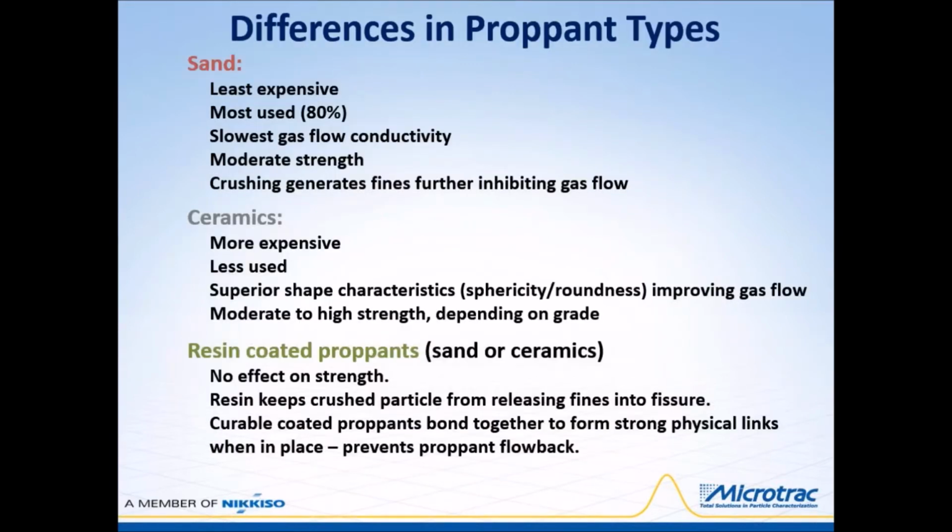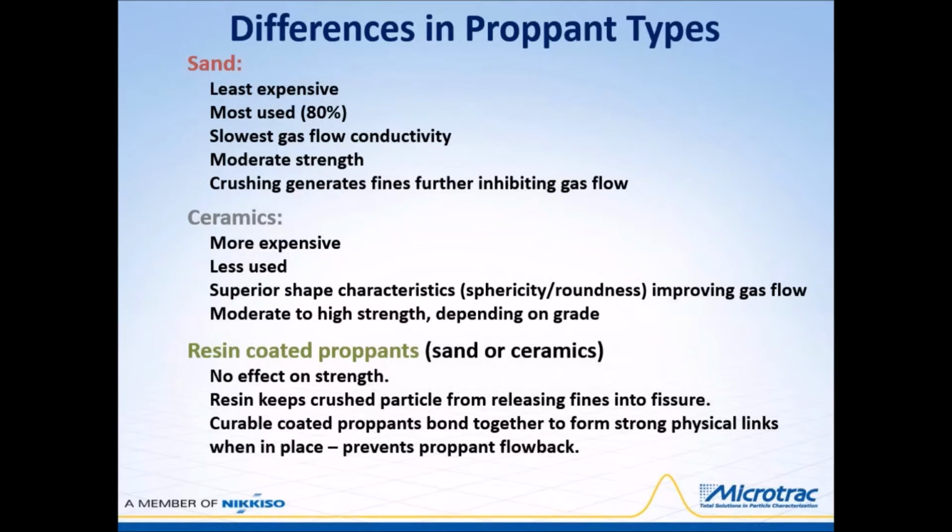The various types of proppants include sand, ceramics, and resin-coated sand or ceramics. Sand is least expensive and the most used proppant, but has shape characteristics that limit the gas flow conductivity compared to other types. It has moderate strength, and fines are generated if particles get crushed.